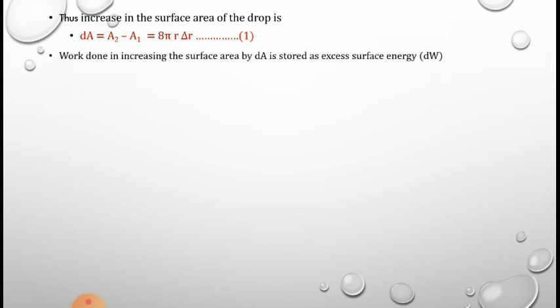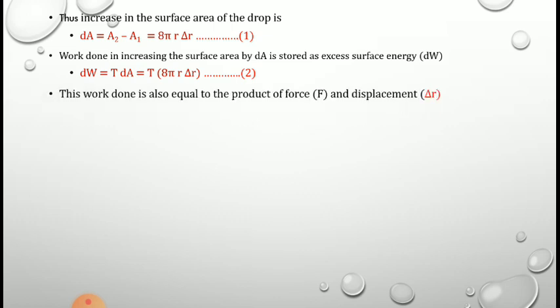Now the work done in increasing the surface area by delta A or dA is stored as excess surface energy, which is represented by dW. And we know the formula of work done, dW is equal to T into dA. We derived it last time. So substituting the value of dA, that is the increase in surface area, we have dW is equal to T into dA, which is T multiplied by 8 pi r into delta r. It is represented by equation 2.